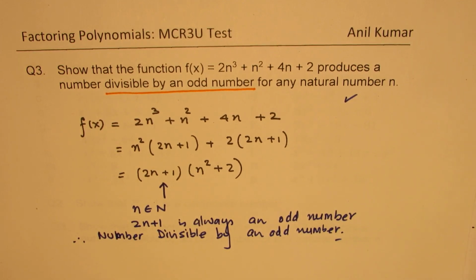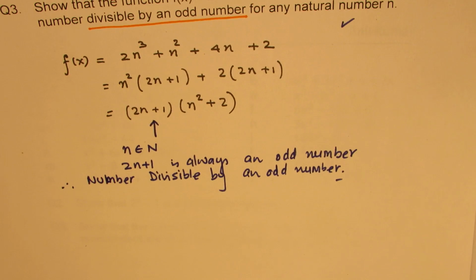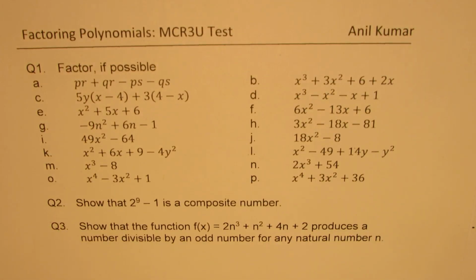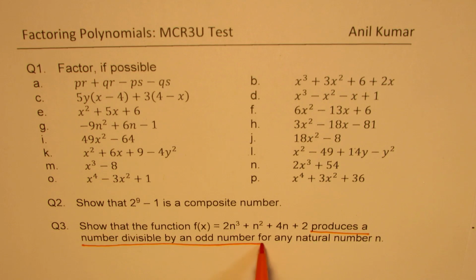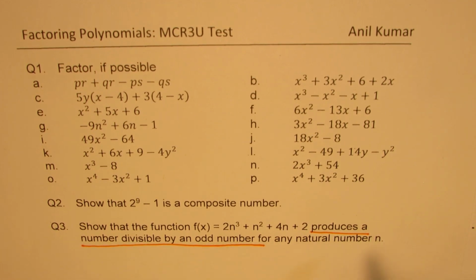Now that brings us to the end of this beautiful series, and I hope with this your concepts about factoring are absolutely clear. Once again, the stress is you need to practice more to get more than 90% marks. This is good enough for 80 plus. Now here's a change in this question. So produces a number divisible by an odd number. That is kind of important. So we found that 2n plus 1 was a factor and 2n plus 1 is an odd number. So therefore the whole function, whatever number it gives, will be divisible by an odd number.